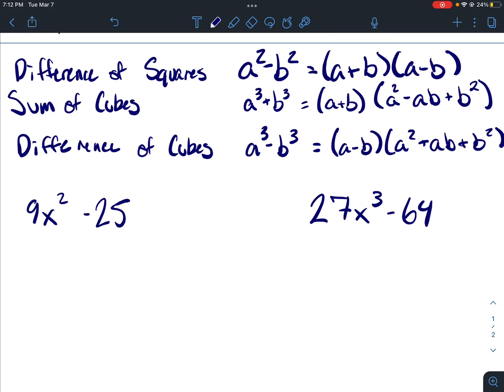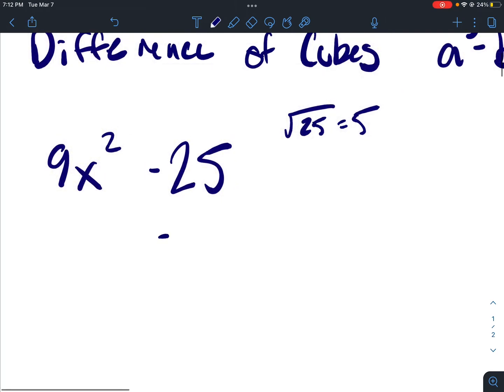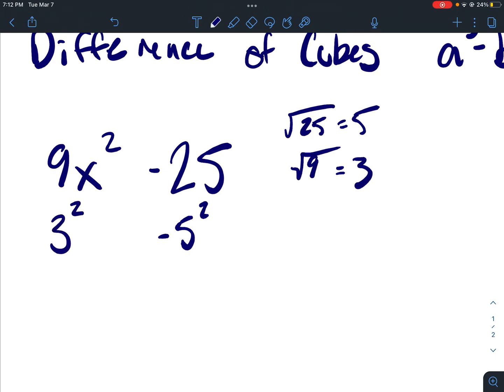Let's start with the easier part. Let's start with this number. How can we write 25 as something squared? Well, we just start by taking the square root of 25, and that's 5. So I know that 5 squared is equal to 25. I can do the same thing with the number 9, and we'll get 3. So 3 squared x squared. I want to rewrite all the numbers in terms of a square in this case.